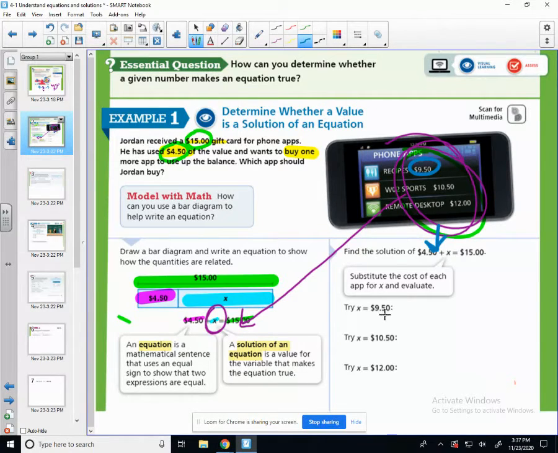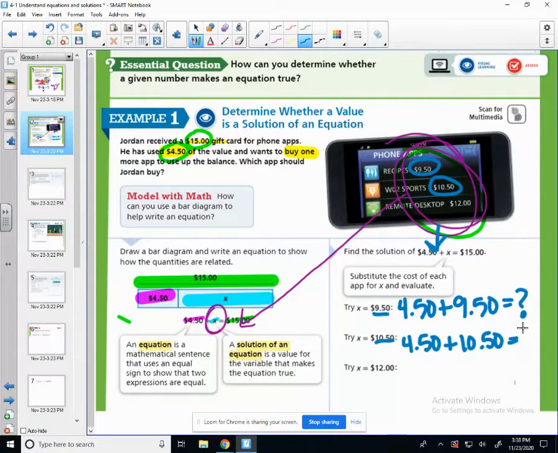So the recipe app is $9.50. So let's try it out. If I do $4.50 plus $9.50, what am I going to get? Let's try this one. The sports app is $10.50. So let's try it out. $4.50 plus $10.50. What do you get?